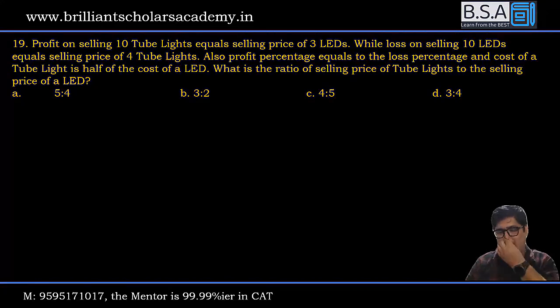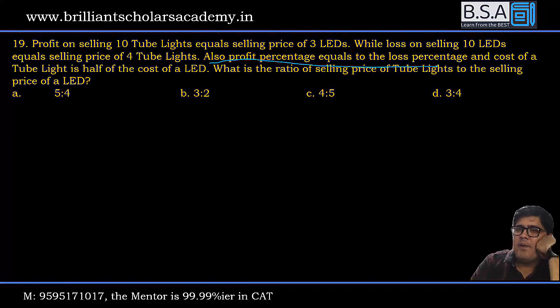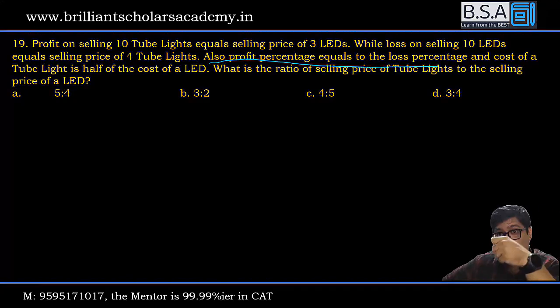This part I think I've made some little framing. I'll come back to this. What was I thinking while framing that? Also, profit percentage equals loss percentage. Oh, the profit percentage on that and loss percentage on this are equal. Okay. Cost price of a tube light is half as that of cost price of LED. What is the ratio of selling price of LED? Go on.